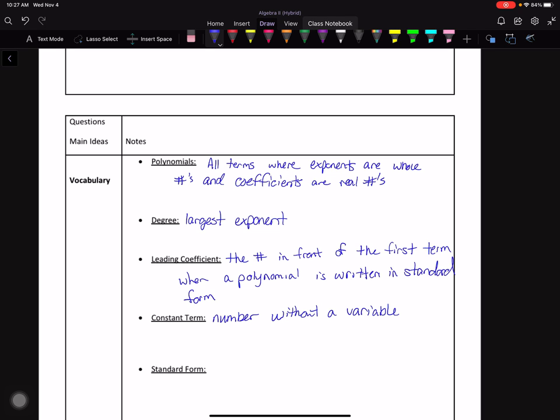And then standard form, I'll just put terms written in descending order. Ooh, help if I spelled that correctly. And that's going to be, in other words, I'll just put this as well. Highest exponent term to the lowest.